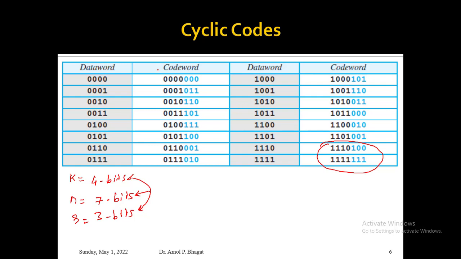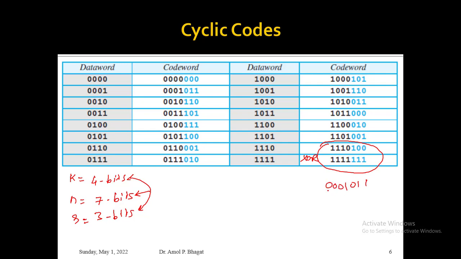So the property possessed by the linear block code is also possessed by the cyclic codes. If you are performing the XOR operation of any two valid code words, you will get another valid code word. Just for example, if I am XORing these two code words, 0 XOR 1 will be 1, 0 XOR 1 will be 1, 1 XOR 1 will be 0, 0 XOR 1 will be again 1, and there are triple 1, triple 1, so it will be simply triple 0.